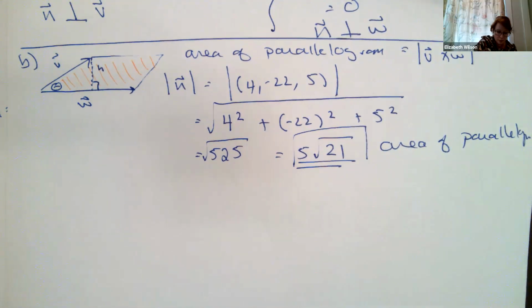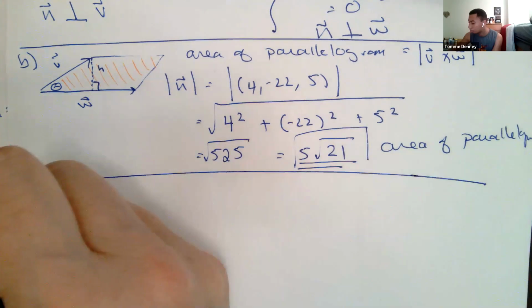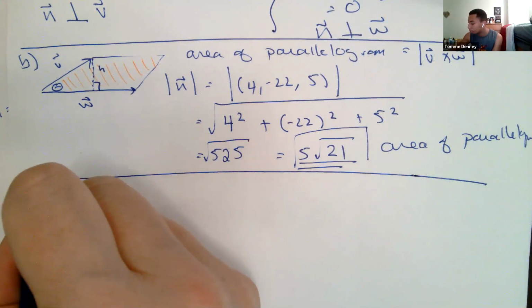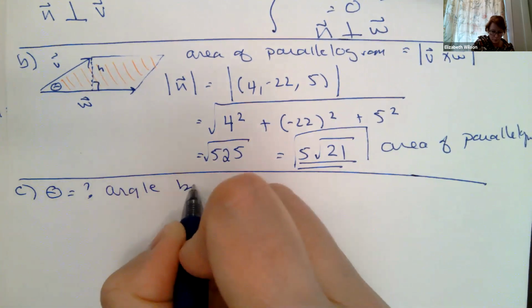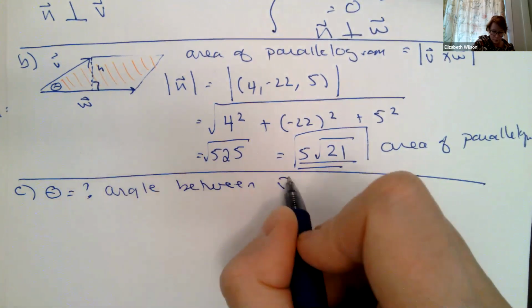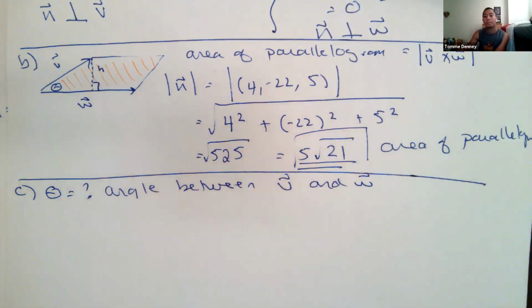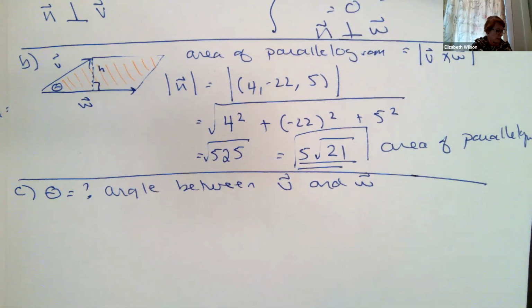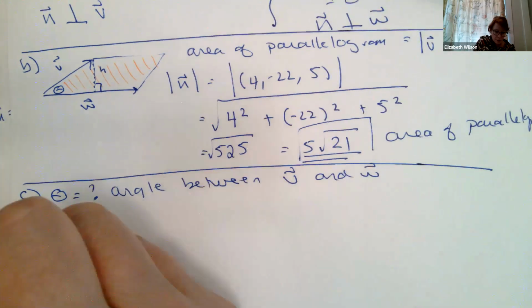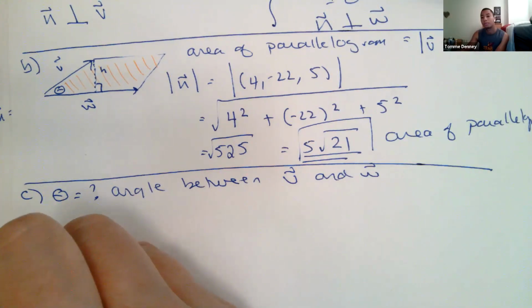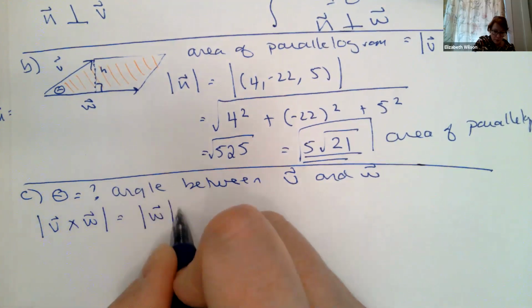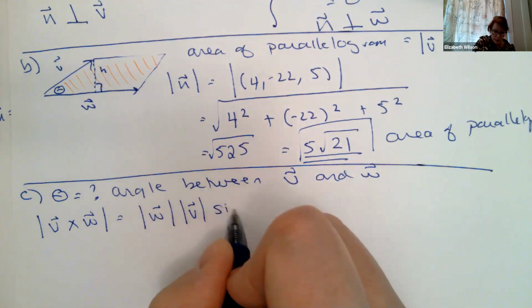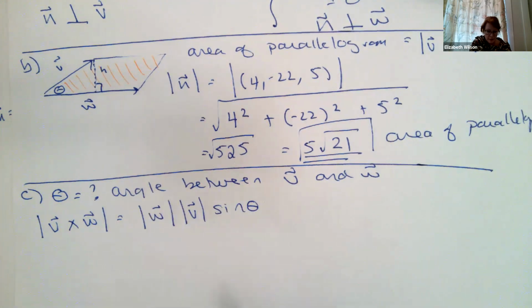Okay, so part C says, we want to find out what's the angle between V and W. We're going to use the cross product to figure that out. So let's remember that our cross product definition is this. I can take the magnitude of my cross product, V cross W, and that's equal to the magnitude of W times the magnitude of V times sine of theta. And theta is the angle between my two vectors, okay?